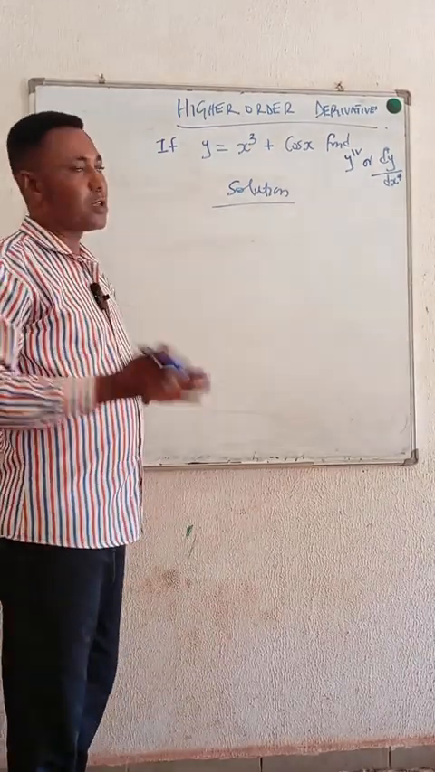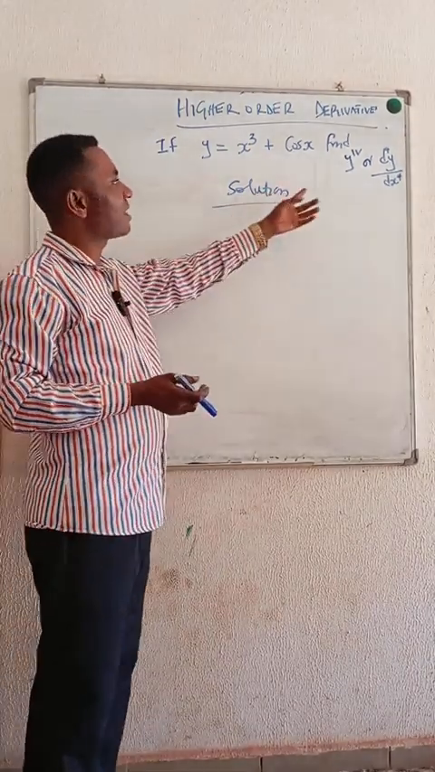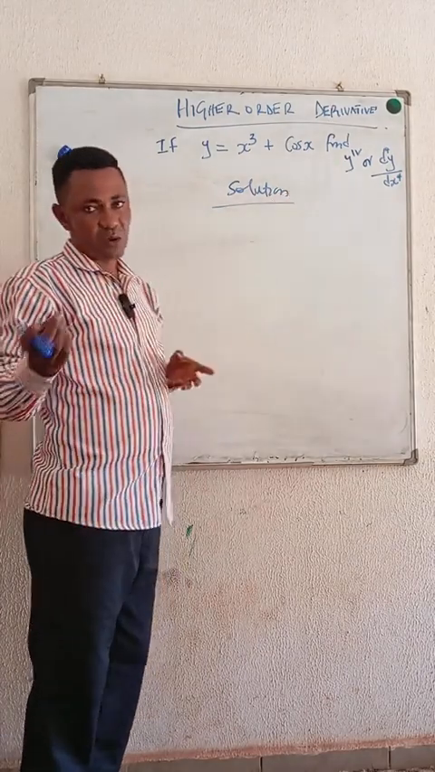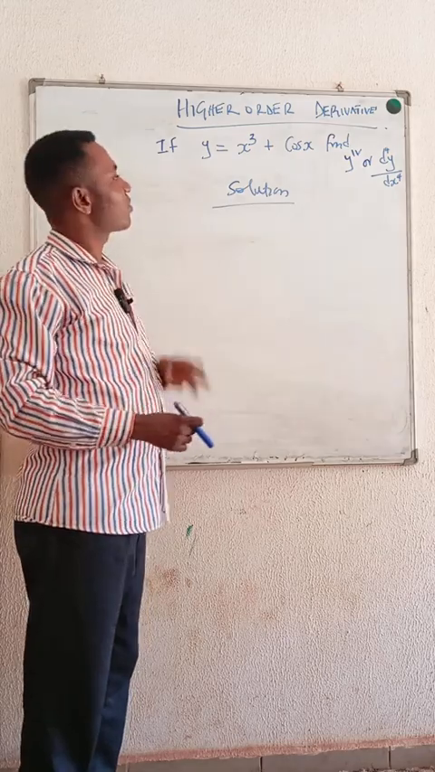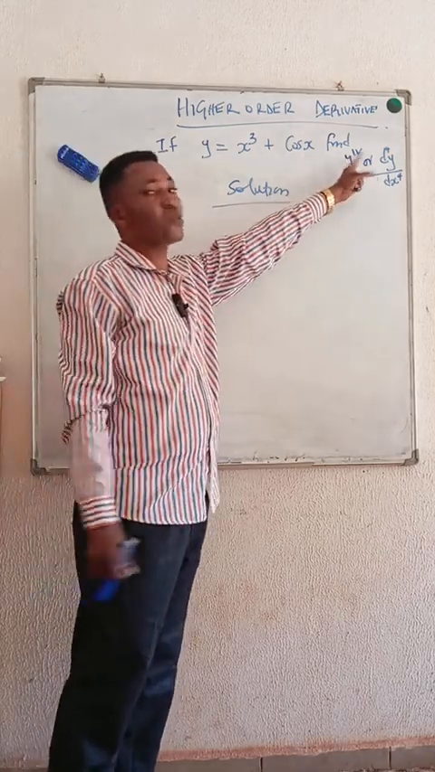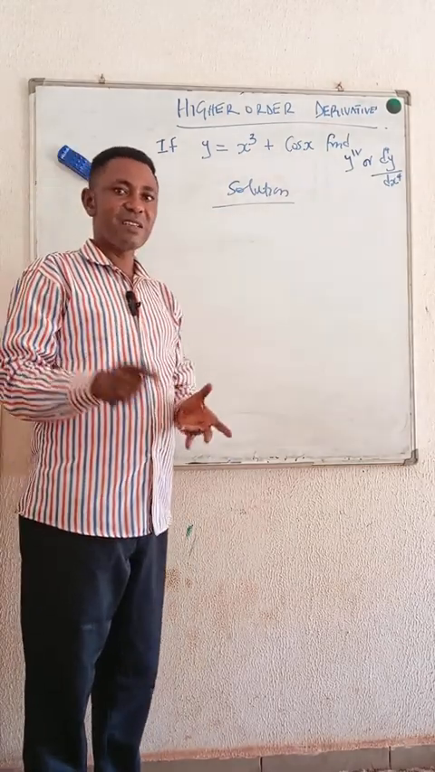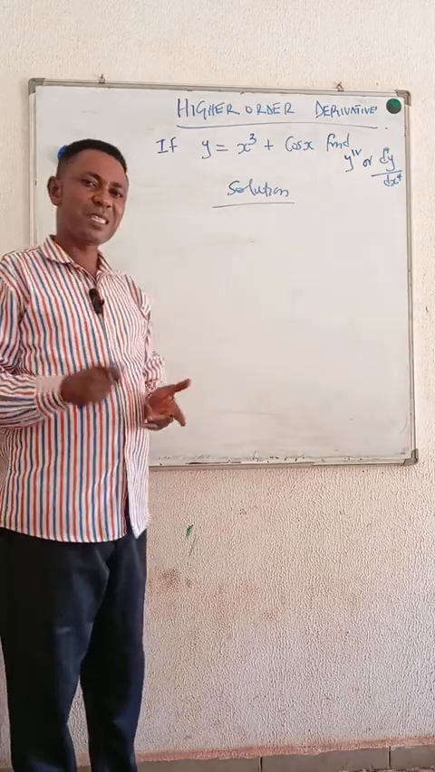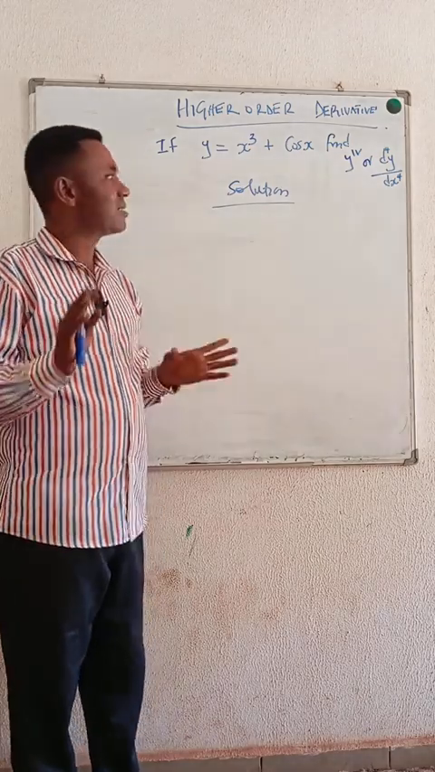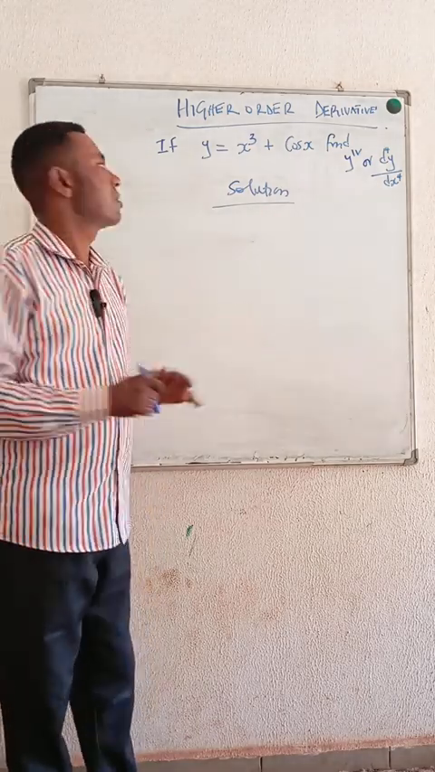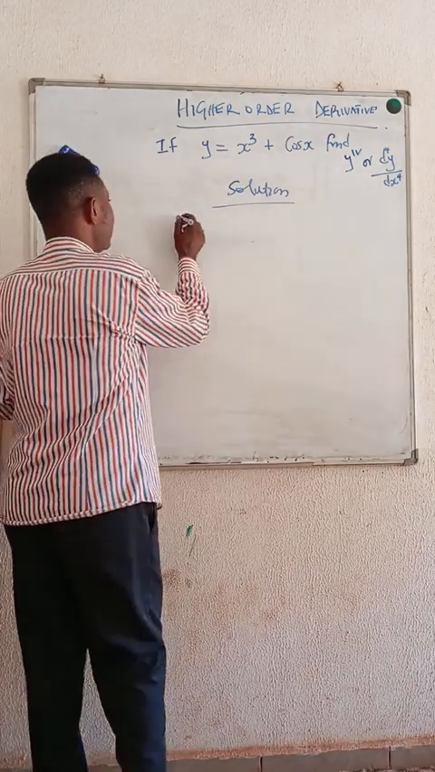What are you going to do? To get the second derivative, you must find the first. So for us to get up to the fourth derivative, we have to find the first derivative, then the second, then the third, and then the fourth. That is it. So now, look at the question.